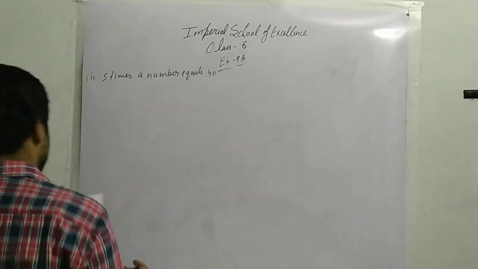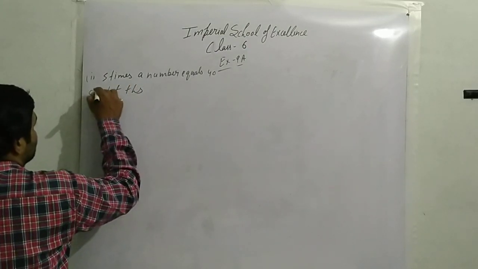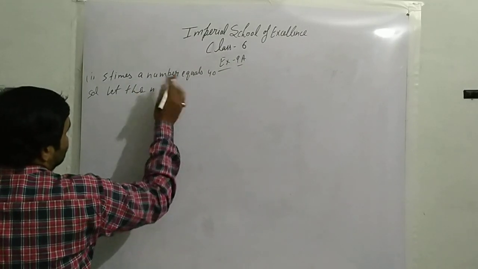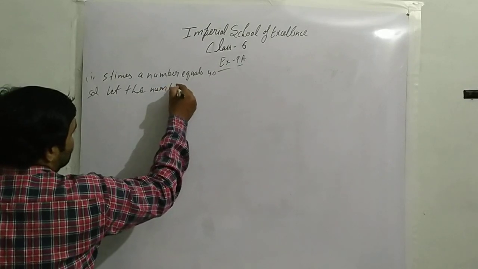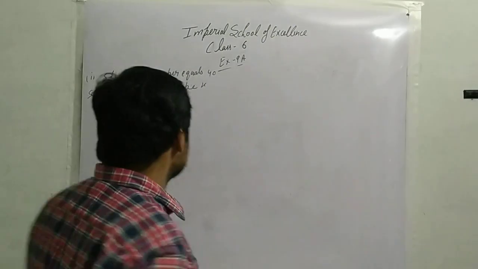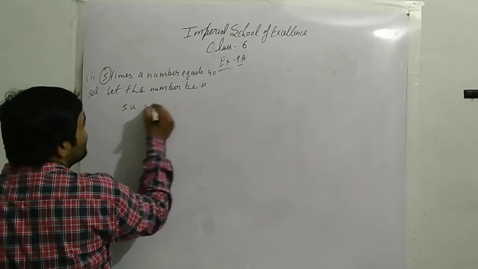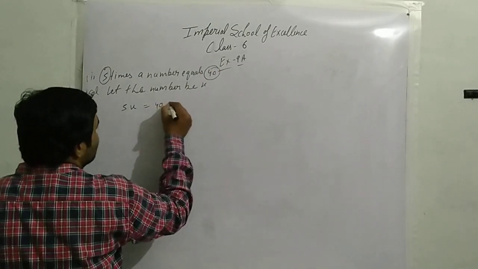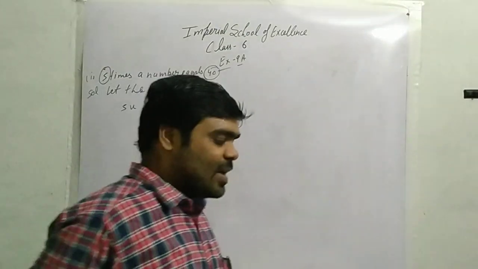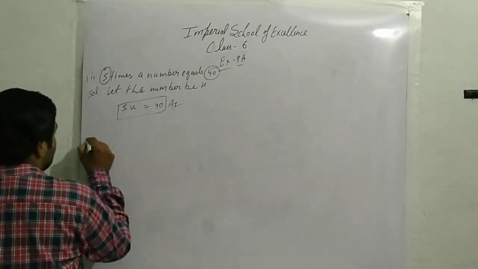The answer would be: let the number be x. Suppose that we have taken a number x. Now it is given here 5 times, so 5x equals 40. This is your answer. The statement is given here and you have to change the statement into equation form.